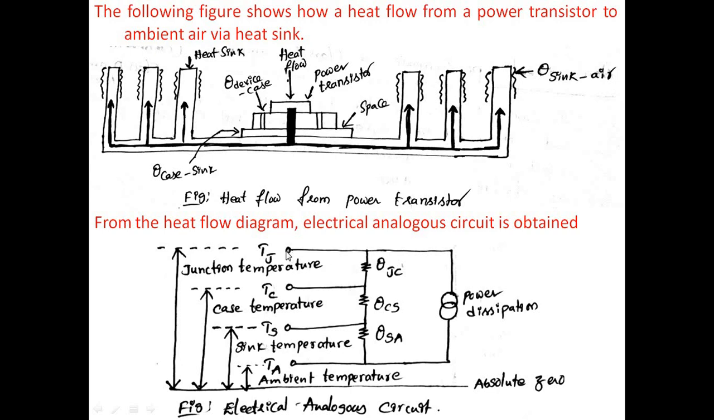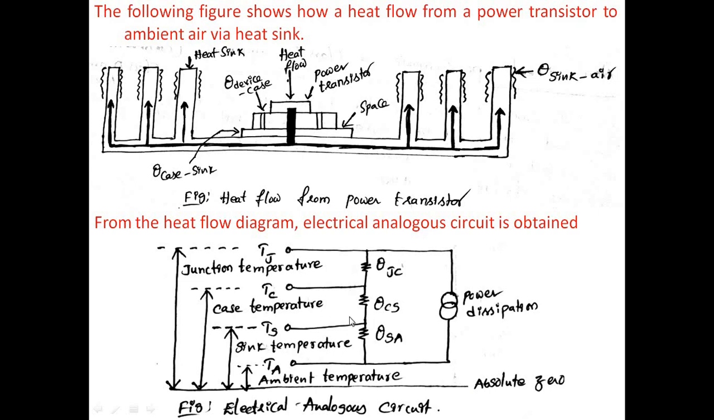Taking the same inside from the transistor, this is the case, this is the heat sink, and this is the surrounding ambient. Theta J, theta C, theta S, theta A. Theta Jc, thermal resistance between junction and case. Theta Cs, thermal resistance between case and sink. Heat sink, short form we call it sink. Theta Sa, thermal resistance between sink and ambient. This we are considering at absolute zero.